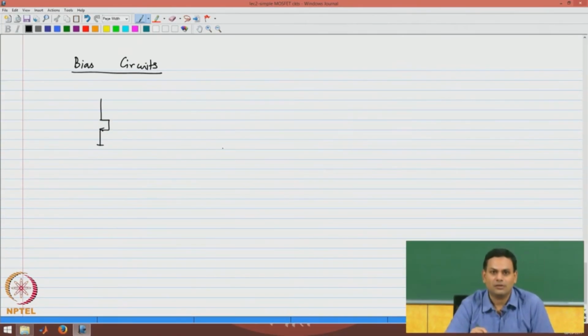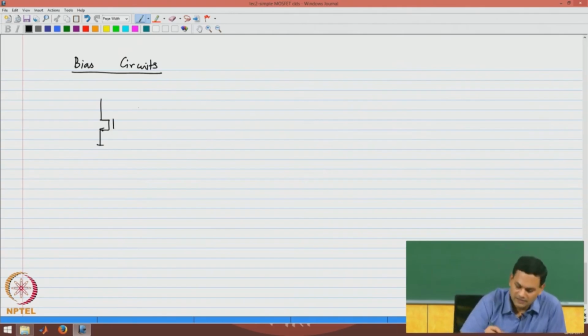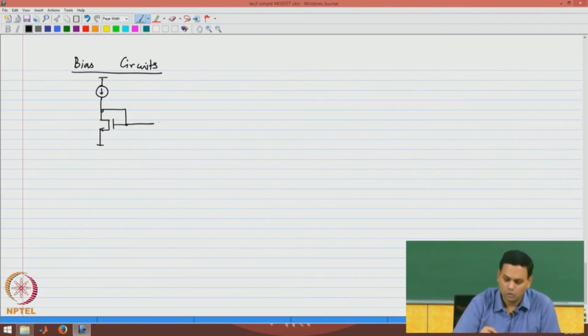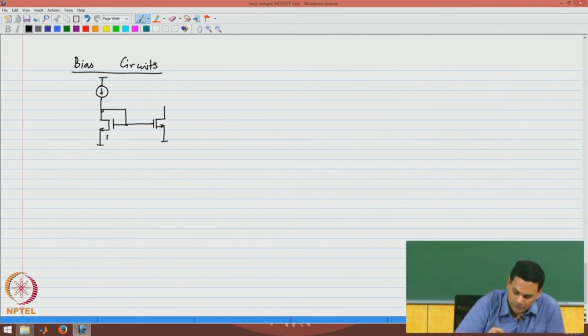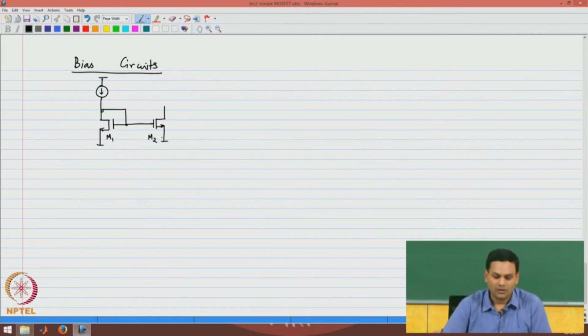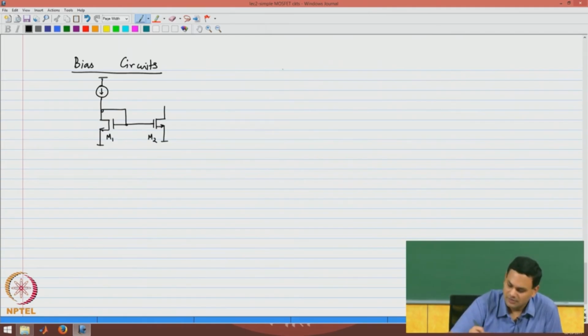You may remember from your basic circuits course that it is possible to use a current source to generate the required gate source voltage for a MOSFET. I am going to name these now that we have multiple MOSFETs. I am going to call them M1 and M2. Now, one of the things we will rely upon, as you will see, becomes more and more important as we go ahead in the course.